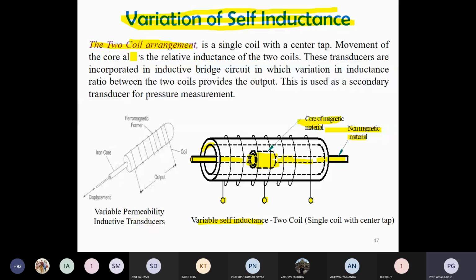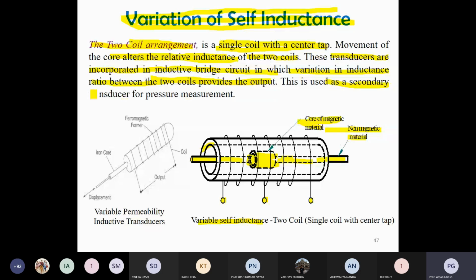So it is a two coil arrangement. In this method, another coil is there: a single coil with a center tap. The movement of the core alters the relative inductance. With two coils, the mutual portions must also be considered. That's why it is written that the core alters the relative inductance of the two coils. These transducers incorporate an inductive bridge circuit in which the variations in the inductance ratio between the two coils provide the outputs. So I think you will be able to understand.